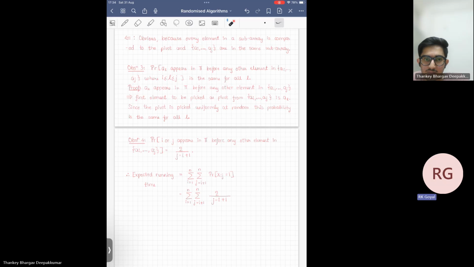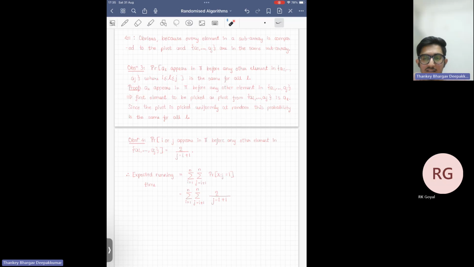Yes, that thing seems to be clear. The only thing is that when you write most of the observations, that this thing would appear before any other element in this set, it is not making sense to me. Language-wise, the meaning of this term is not clear actually. AI appears in pi before any other element. What does it mean actually?